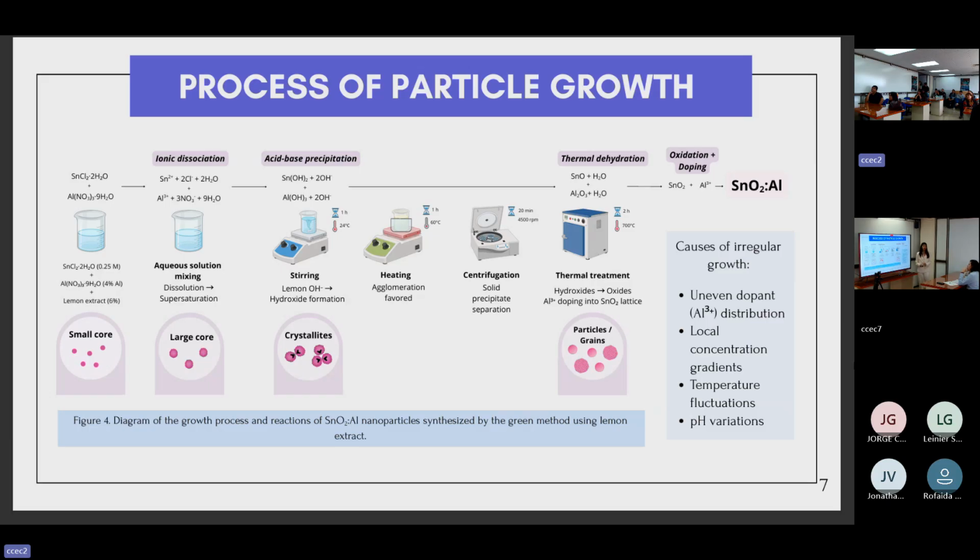The causes of the irregular growth are uneven distribution of the trivalent aluminum dopant, also local concentration gradients, and it also depends on the pH variations.